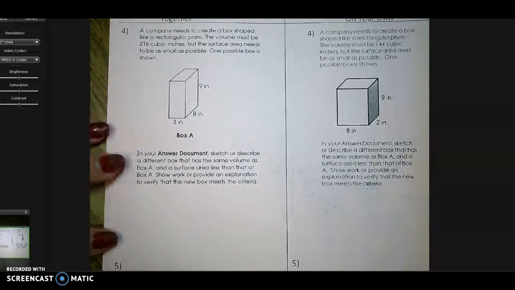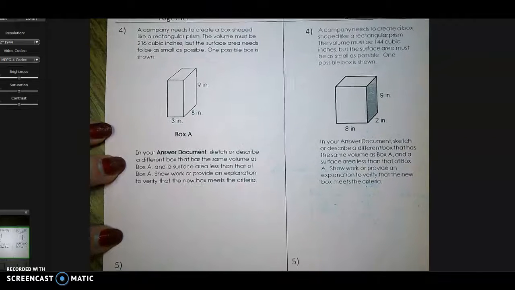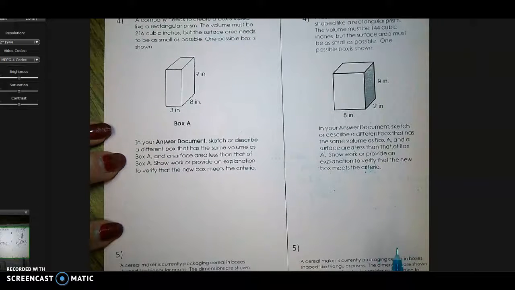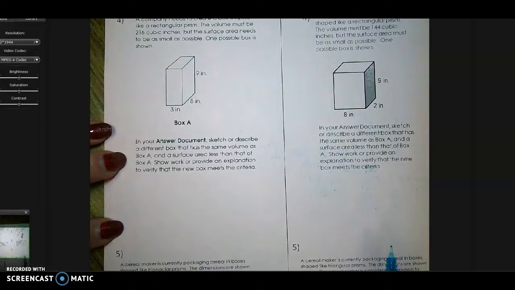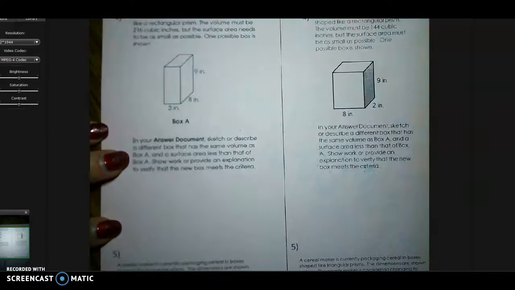A company needs to create a box shaped like a rectangular prism. The volume must be 216 cubic inches, but the surface area needs to be as small as possible. One possible box is shown. It says, in your answer document, you're going to sketch or describe a different box that has the same volume as box A and a surface area less than that of box A. Show work or provide an explanation to verify that the new box meets this criteria.